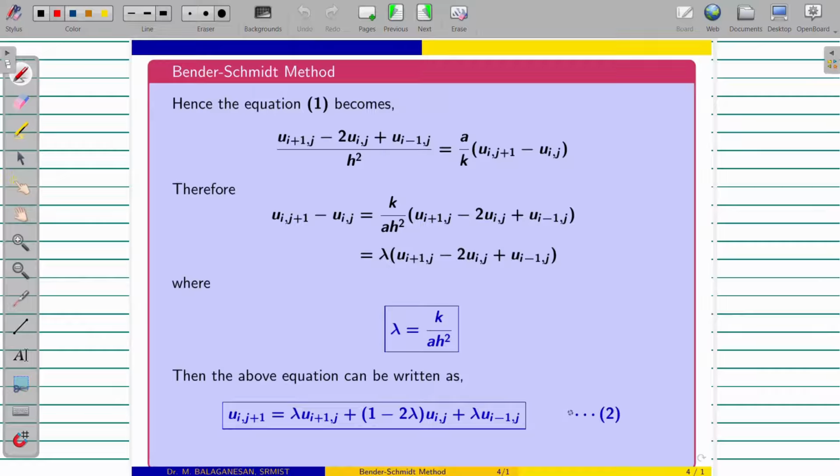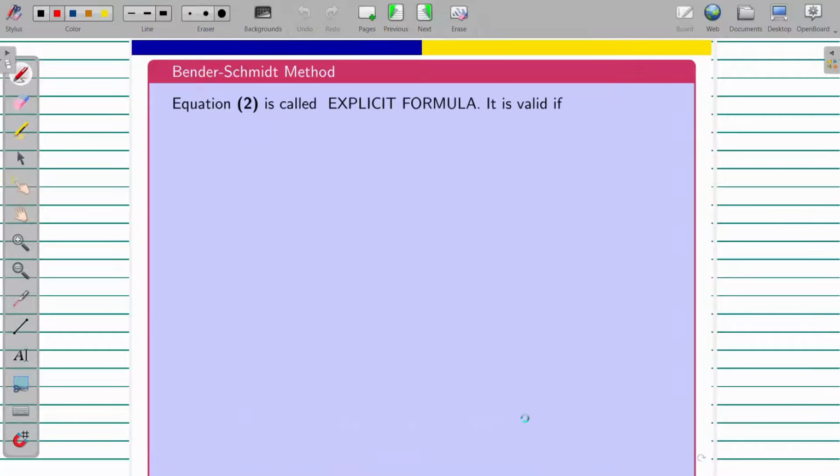In that way, you can write. Take this as equation 2. In MCQ, they will ask this equation. This equation is going to be called the explicit formula for the parabolic equation, the Bender-Schmidt explicit formula. It is valid only if 0 < lambda ≤ 1/2, excluding 0, including 1/2. Between this value of lambda only, it will be valid.